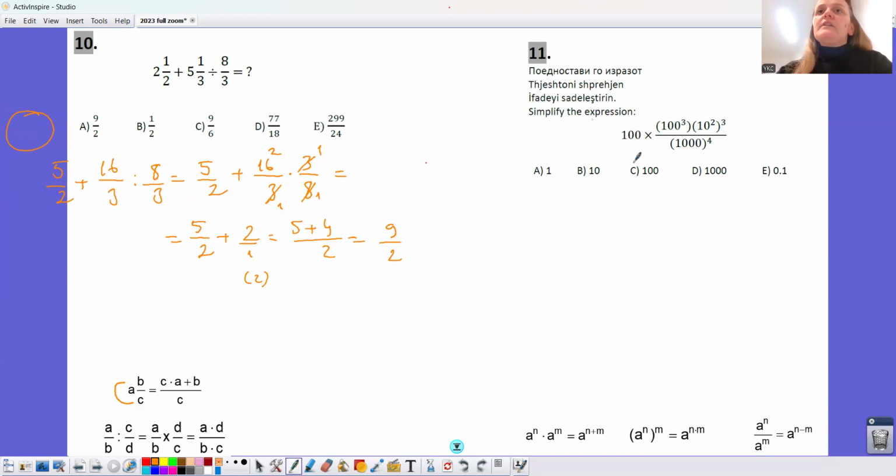Now, when we come to the 11th one, here you need to remember some properties of the exponents. If we have the same base and multiplication between two numbers, you can add the exponents. If you have power of power, you are multiplying the powers. And if you have division with the same base, you are subtracting the powers. Also for this question, you may have different ways to solve, but I will try to show you to make all of them the same base, which is easier for me to make all of them base 10.